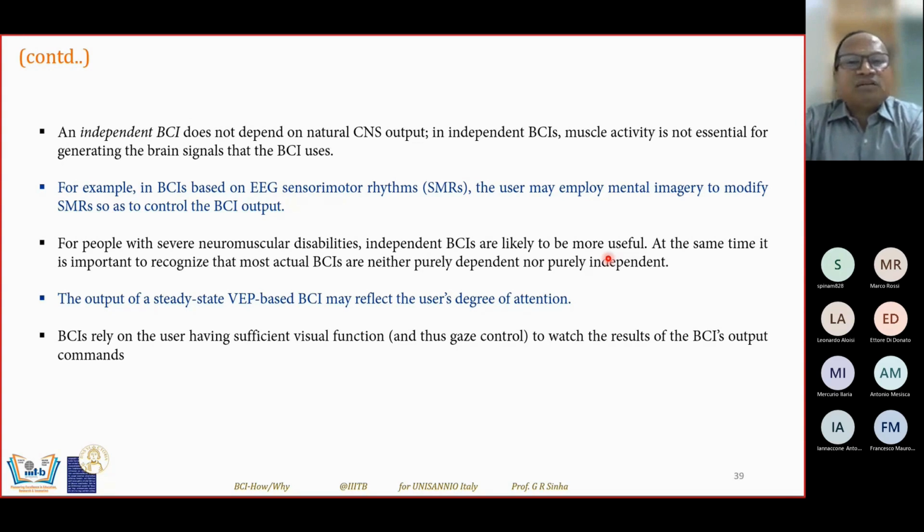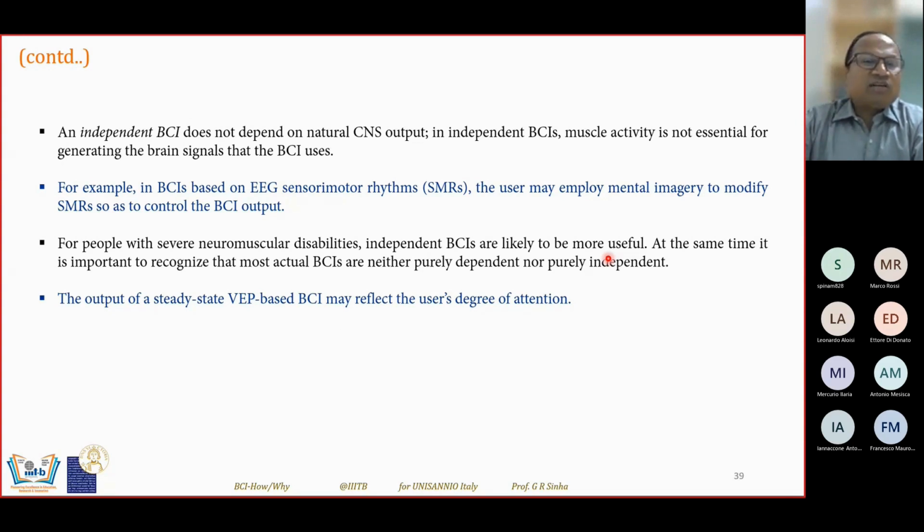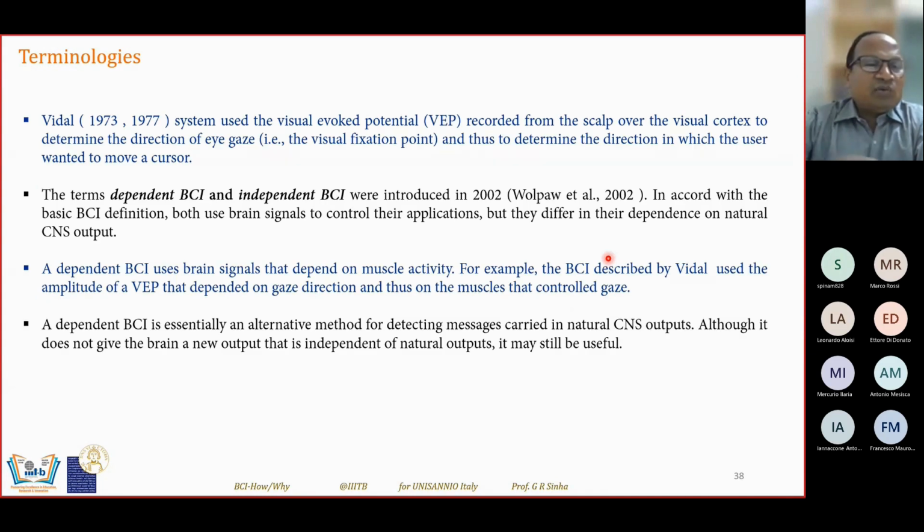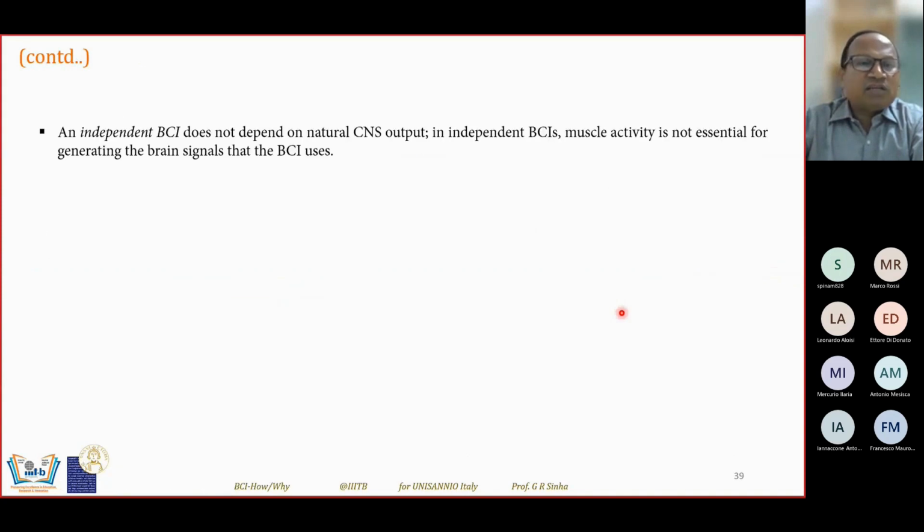See, what happens is, if you see, there was the discussion on dependent BCI where I was trying to explain the natural CNS output, where the CNS output is coming in the form of brain signal. Although it does not give the brain new output, there is some output which is generated by the CNS, and that is the example of dependent BCI.